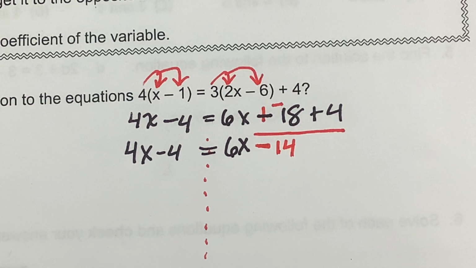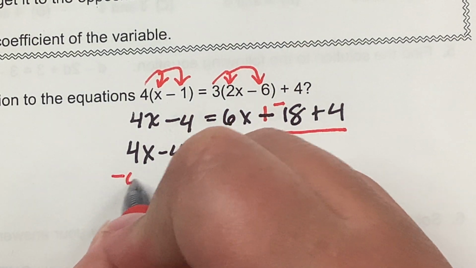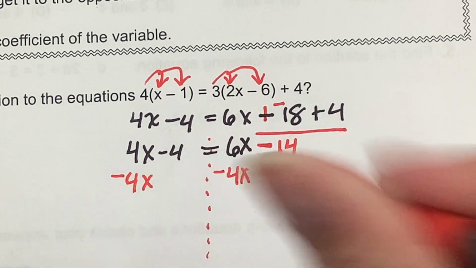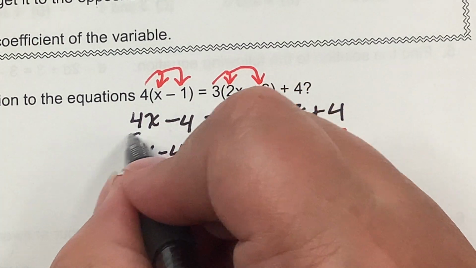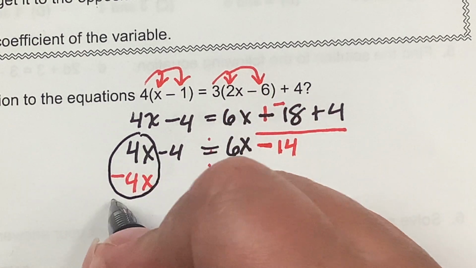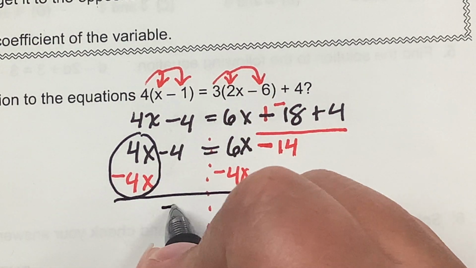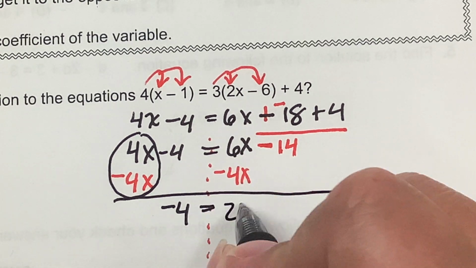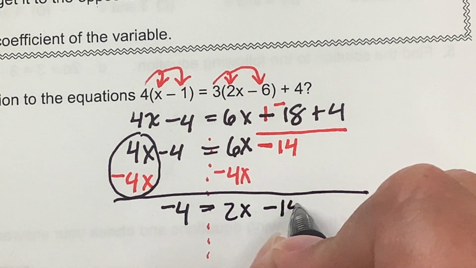All right, now I have to get all my variables on one side. And 4x is a smaller variable than 6x. But to go over the equal sign, I have to do the inverse. And the inverse of 4x is negative 4x. So on both sides, negative 4x. Now, let's see, 4x minus 4x is 0. And I just bring down negative 4 equals 6x minus 4x is 2x minus 14.